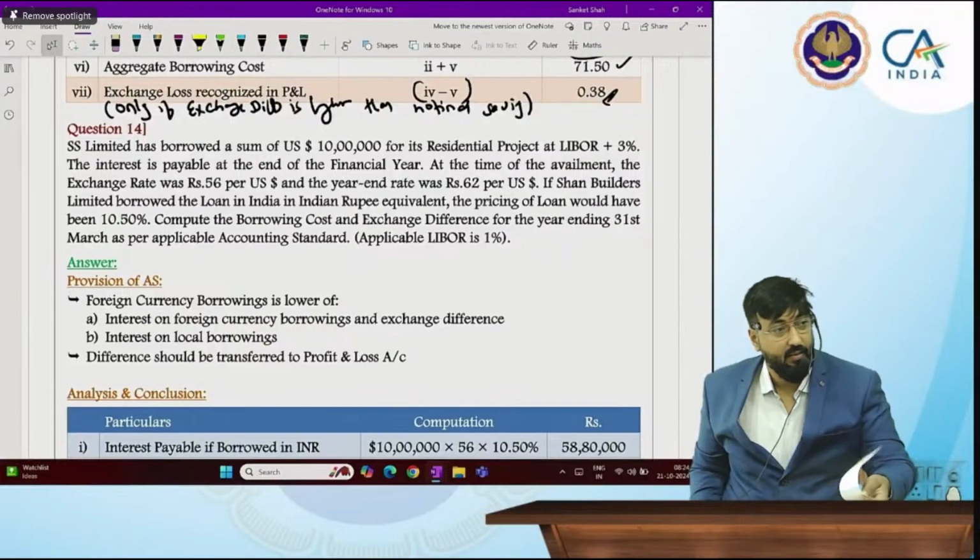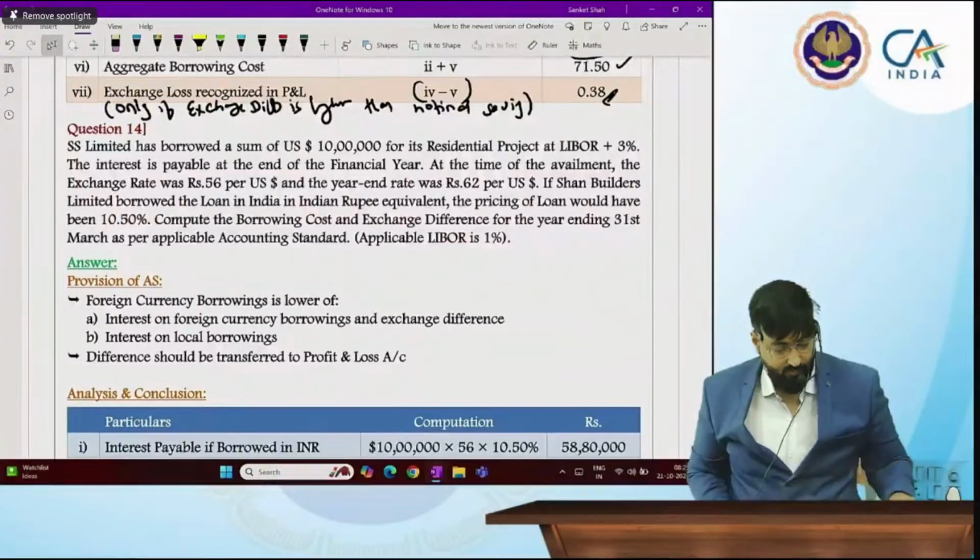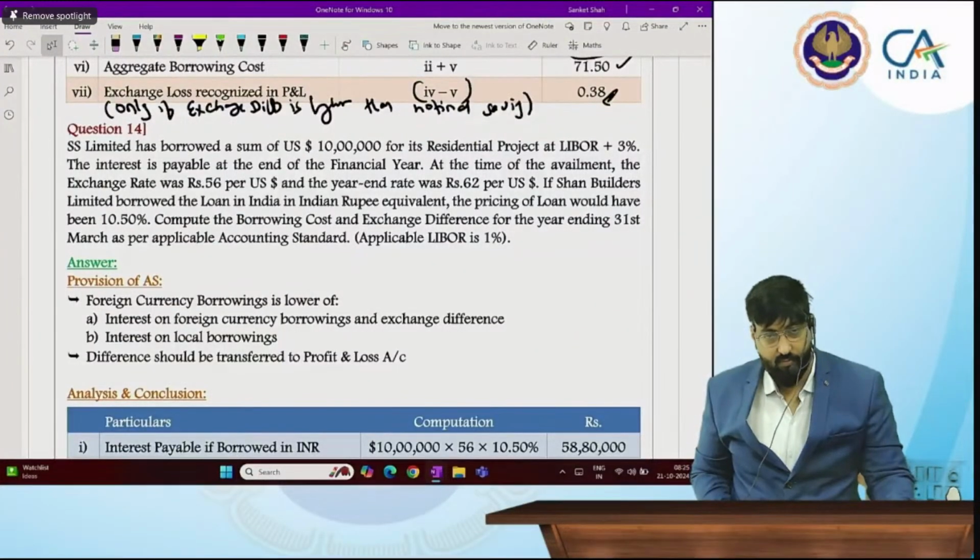Give me a pen. Blue, black. Sai Kiran, first solve this question. Show pen.